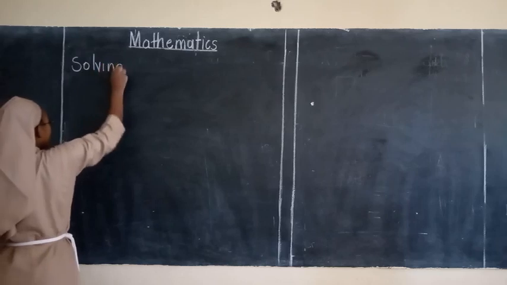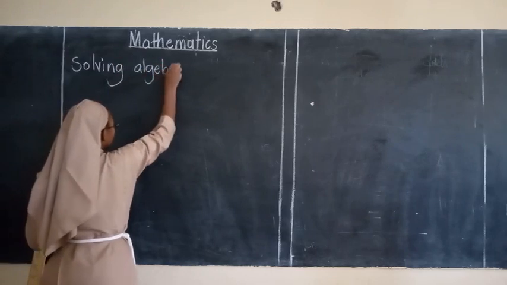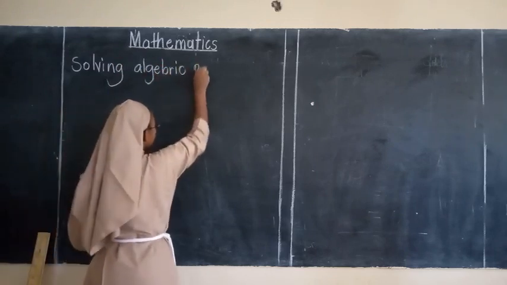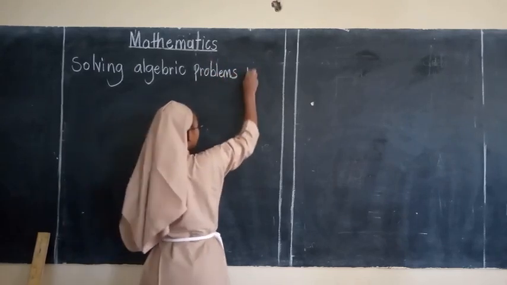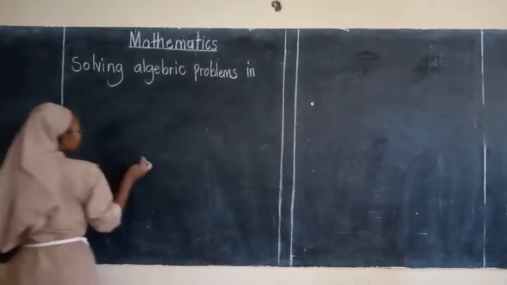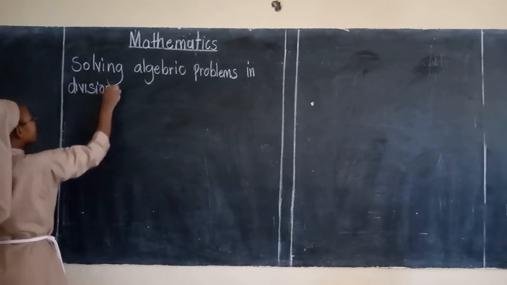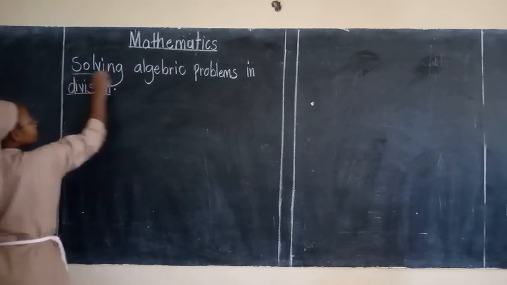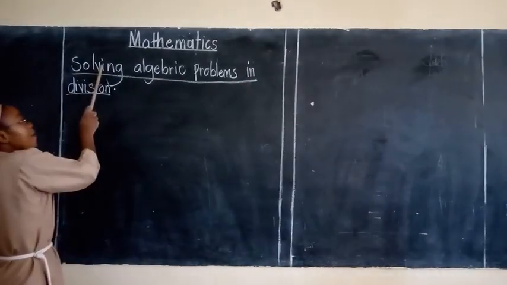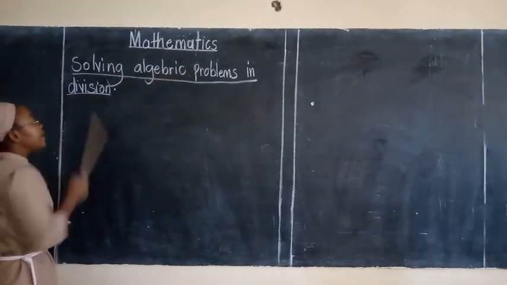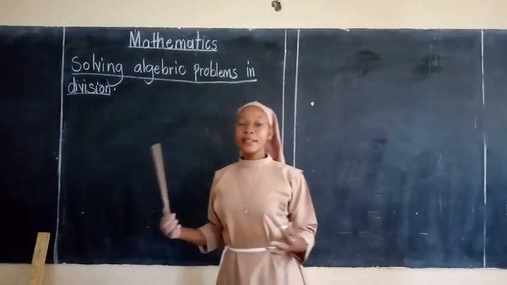So we write: solving algebraic problems in division. Let us read: solving algebraic problems in division. In other words, finding the missing number in division.